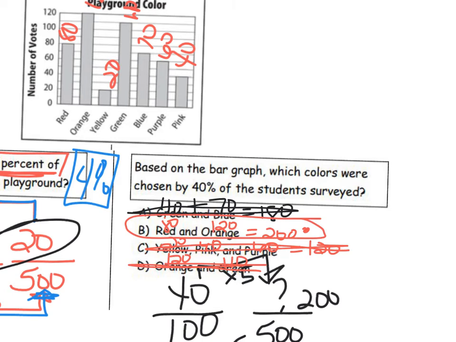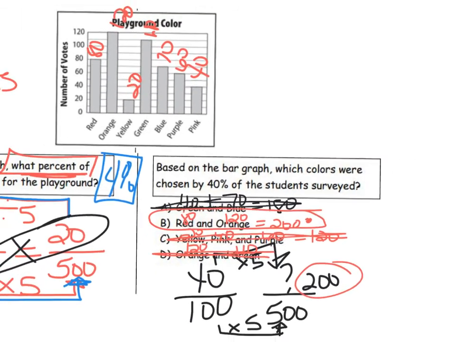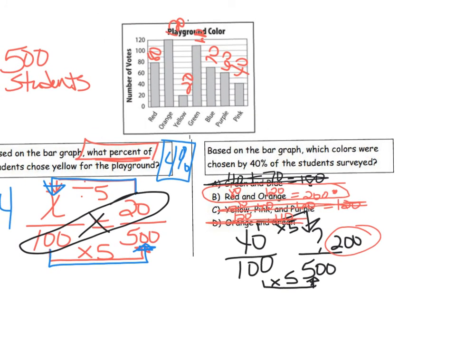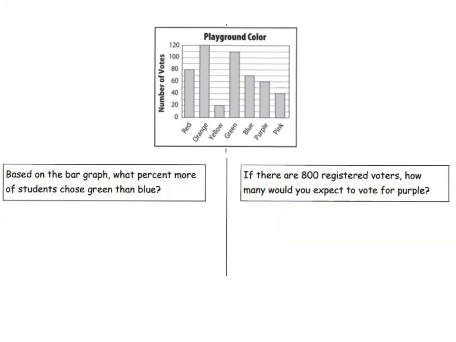So see how we got our answers? We went ahead and found out that 200 students was 40%, and then we saw which ones add up to 200. Okay? Any questions on that one? Again, they're percent, so we need to be careful with those. Okay, so let's go to the next part.